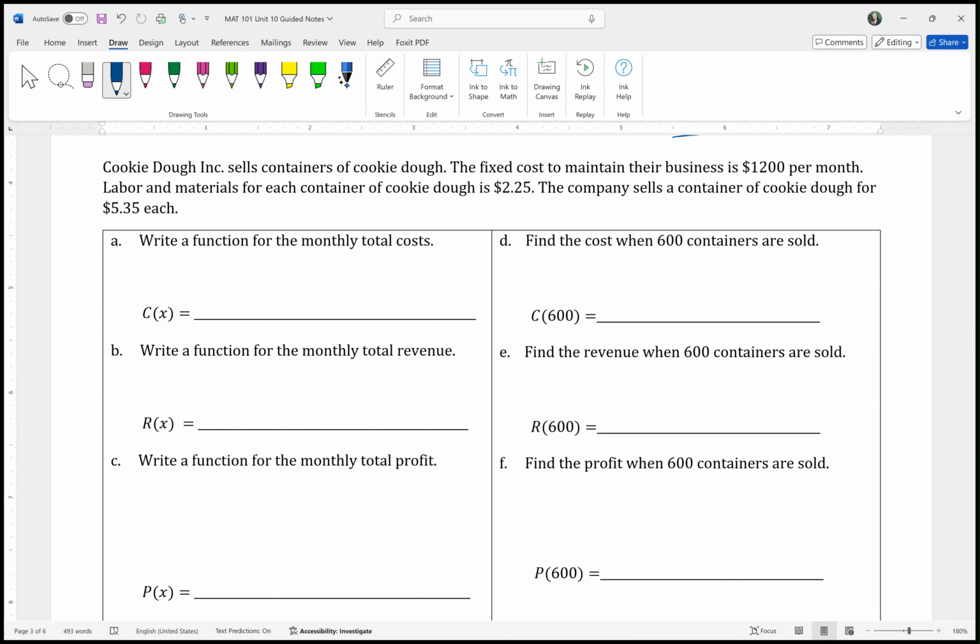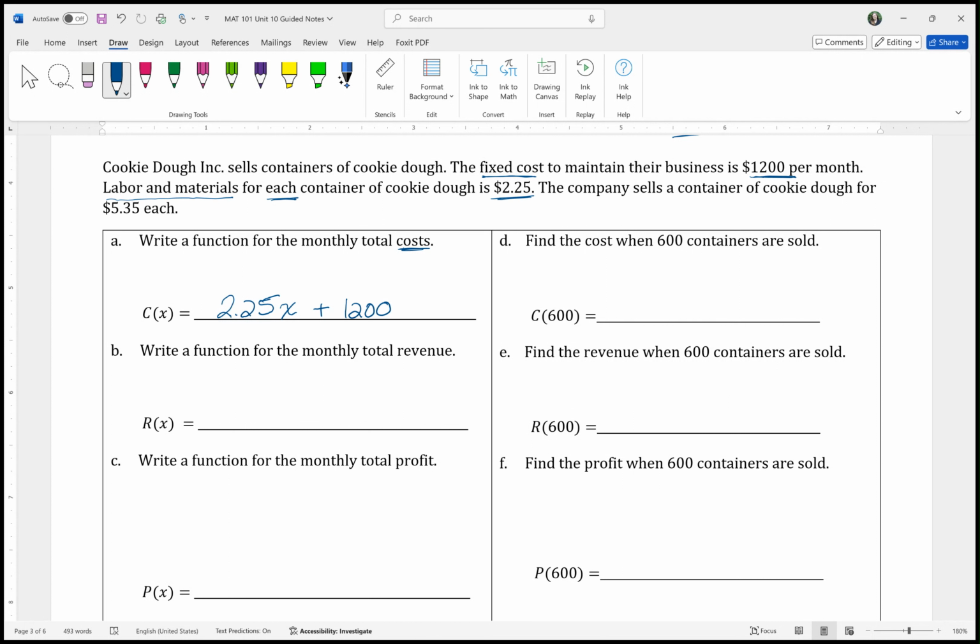Looking at part A, write a function for the monthly total cost. Cost is the key word here. Cost is variable cost plus fixed cost. Variable is your labor and materials, so that's $225, and again, this is for each. That means $225 per container, plus your fixed cost. Your fixed cost is how much they're paying standard per month. It says our fixed cost to maintain is $1,200 per month. So that's going to be our cost function: 225x plus 1,200.